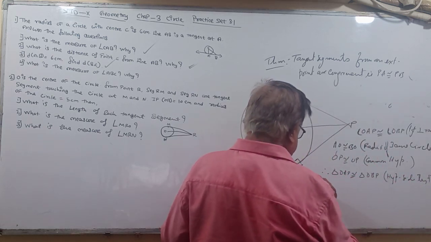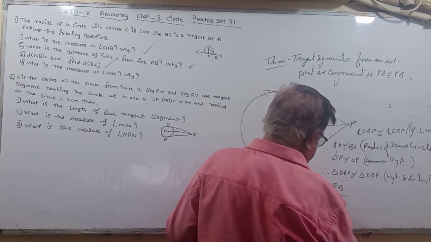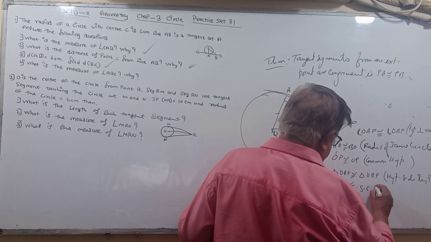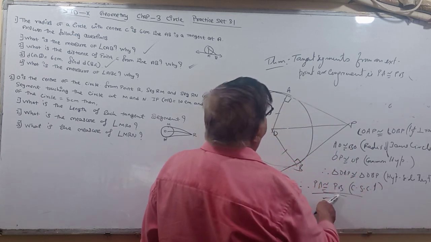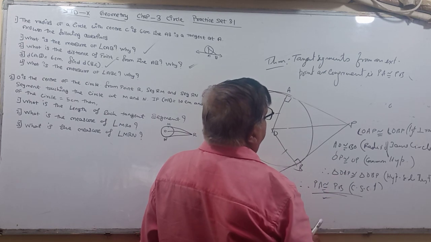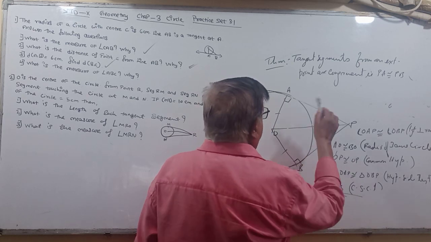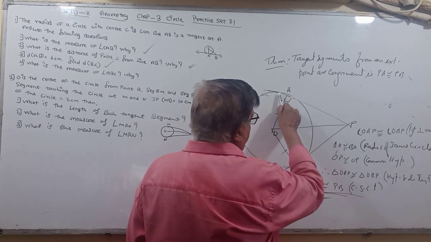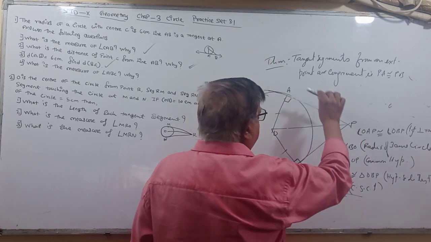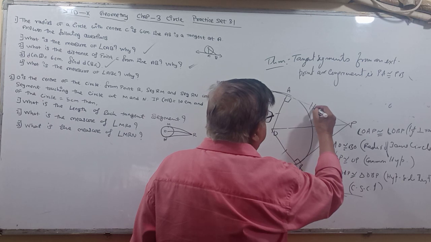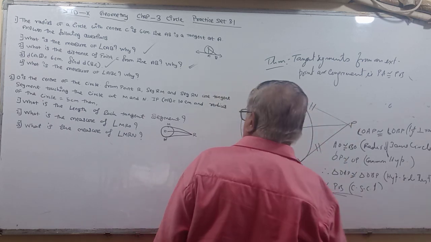Therefore, PA congruent to PB, corresponding sides of congruent triangles. So tangent segments from an external point are always congruent. We always draw a tangent from here, and a tangent from here too. A tangent goes up to infinity, but the tangent segments, this is congruent to this. PA congruent to PB. That's the theorem.